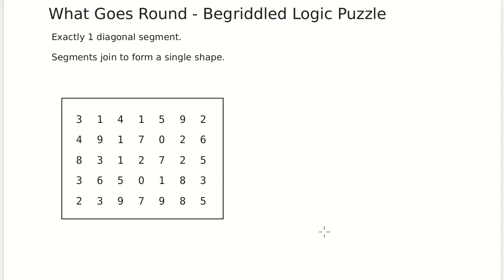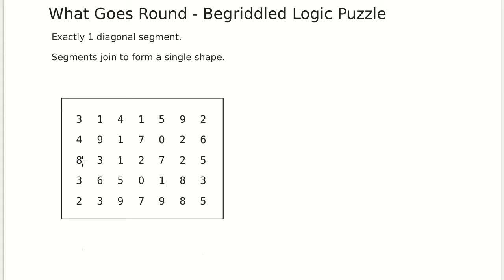Okay, let's get back to this little puzzle. The 2 rules here are that there's exactly one diagonal segment. So if we look at the 2 and the 1 there, there's 1 and there's another 1 going to the 2. So there's 2 diagonal segments, so 1 can't join to 2 because that would mean that it cannot be one diagonal segment. And the other one is that the segments join to form a single shape.